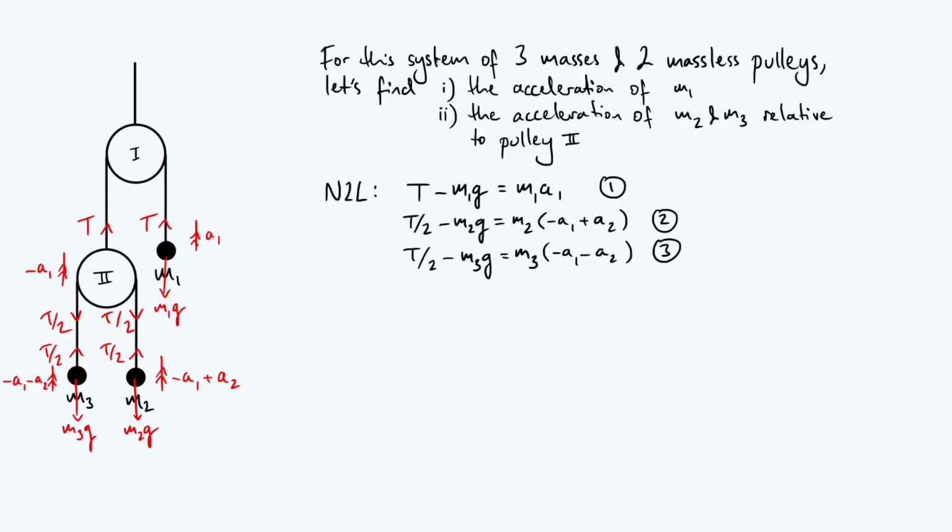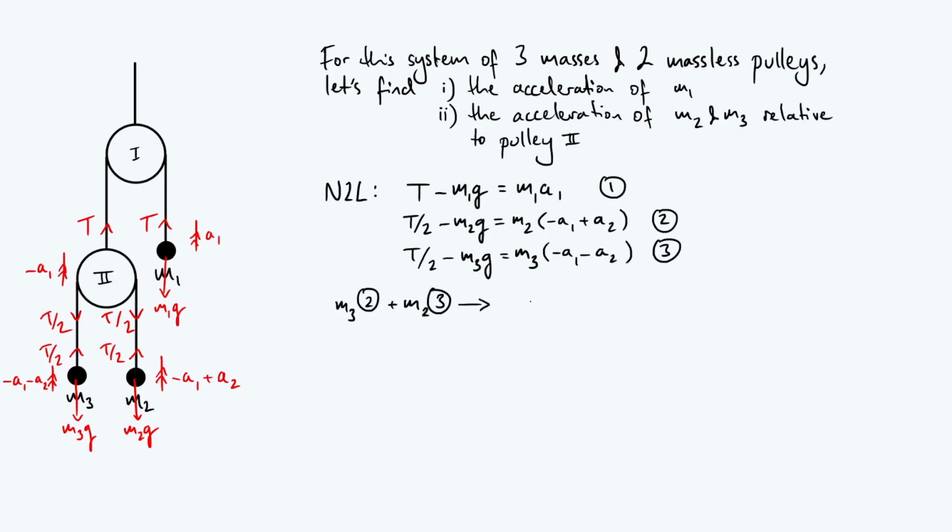So let's first try and solve this system of equations for a1. That's the first thing that we wanted to do. If we're trying to solve for a1, we basically want to eliminate a2 and also the tension T. Now we can eliminate a2 from equations 2 and 3 by multiplying equation 2 by m3 and multiplying equation 3 by m2 and then adding them together. So let me write that down. We're going to do m3 times equation 2 added to m2 times equation 3.